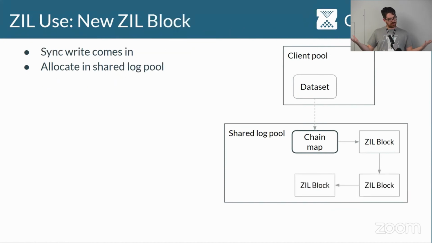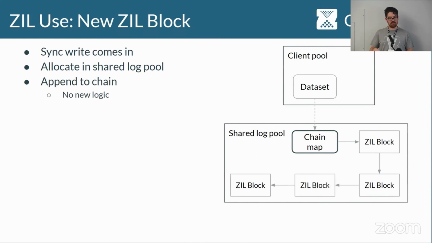Now, okay, you've got your ZIL. Now, how do we add new blocks to this chain? How do we do our actual ZIL writes? So a synchronous write comes in. We need to allocate a place for it in the shared log pool. So we just append it to the chain the same way we would with a normal ZIL write.